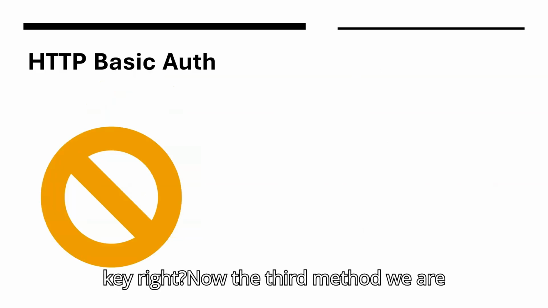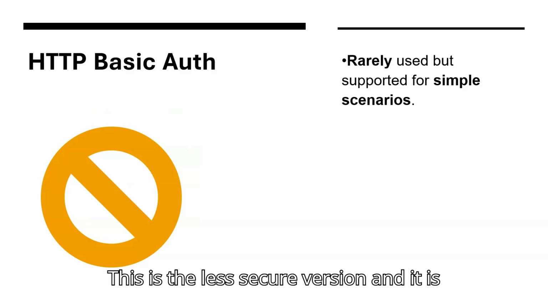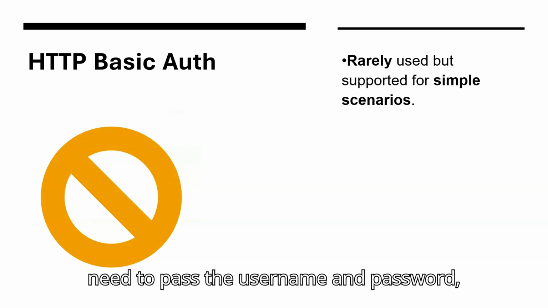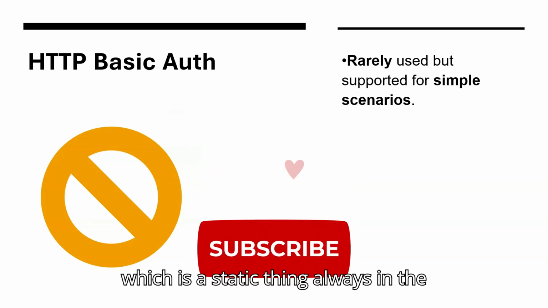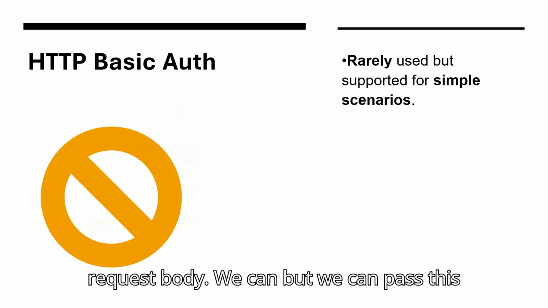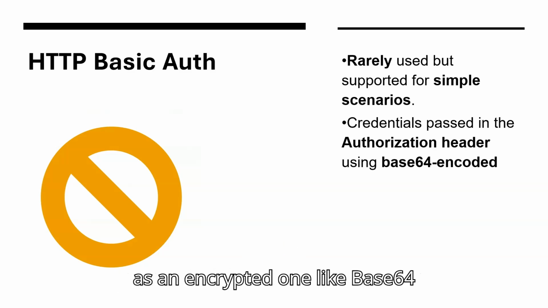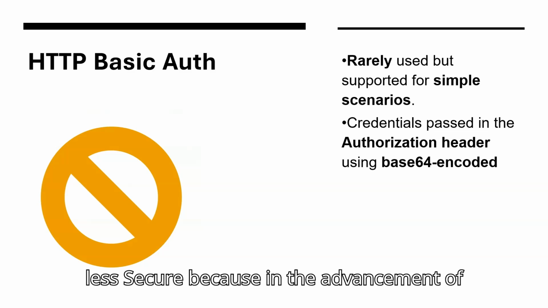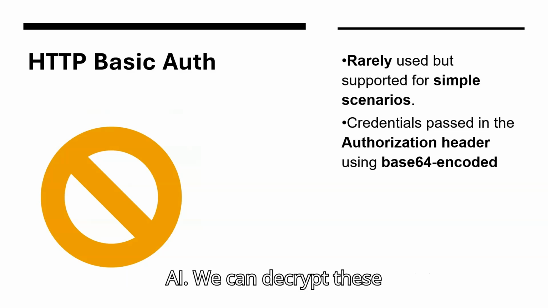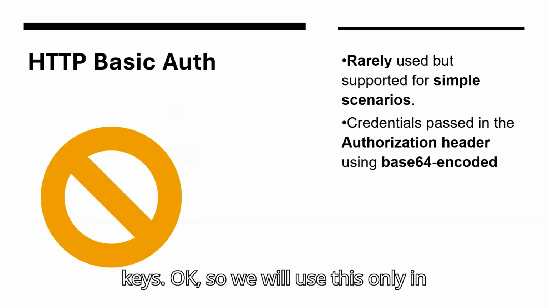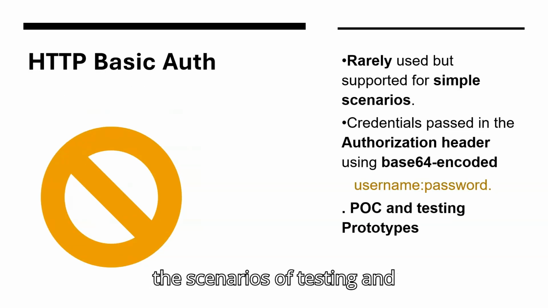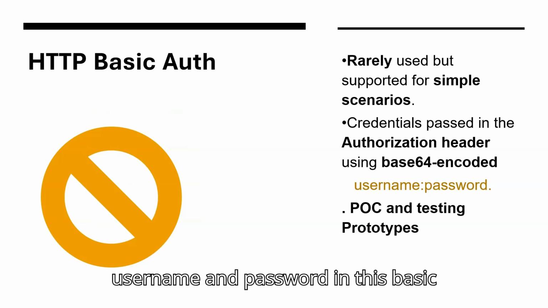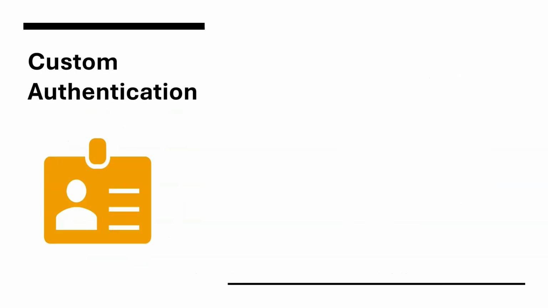Now, the third method we are going to discuss is basic authentication. This is the less secure version, because we need to pass the username and password, which are static, in the request. We can pass them encoded, like base64 encoded, but this is still less secure because with the advancement of AI, we can decrypt these keys. So we will use this only in testing and prototype scenarios, where we pass the username and password, and this is rarely used.